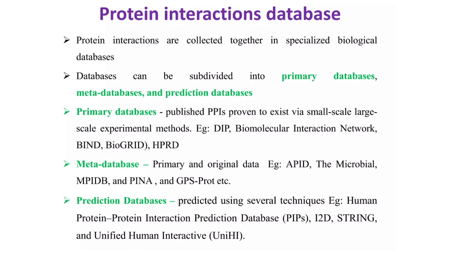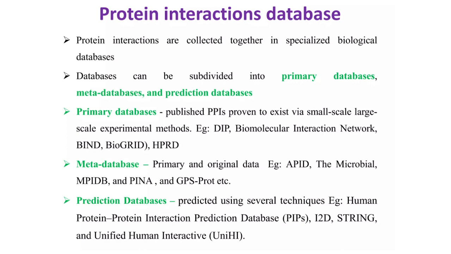The primary databases publish protein-protein interactions proven to exist via small-scale or large-scale experimental methods, like the Biomolecular Interaction Network Database, BIND. You have BioGRID, HPRD. They function differently, but ultimately their goal is the same: to gather information about protein-protein interactions. So you have the primary databases, the meta databases, and the prediction databases. For the meta databases, you have the primary and the original data, for example APID, MPIDB, PINA, and GPS-Prot, etc.